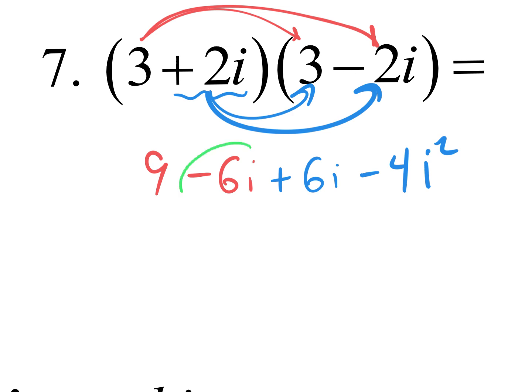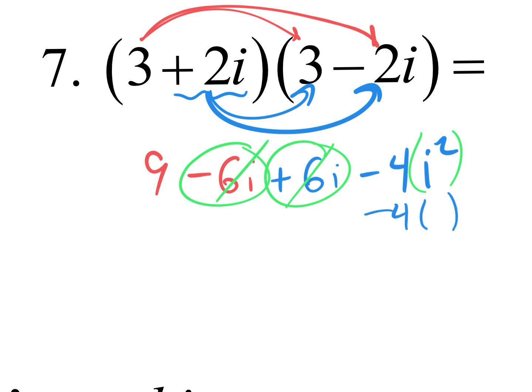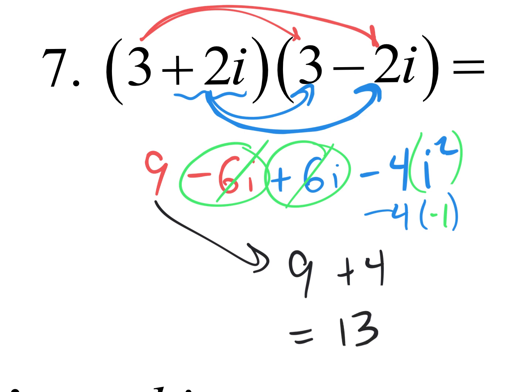What happens with the middle terms? Cancel. What is i squared? Negative 1. So you really have a negative 4 times a negative 1. That's a positive 4. And what about the 9? The 9's right there. So final answer is 13. A nice 13. A very beautiful 13. Whenever you multiply a binomial by its conjugate, whether it's with square roots or with imaginary values, it becomes nice and beautiful.